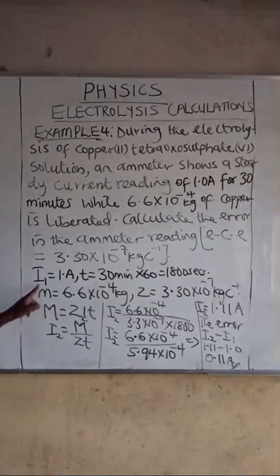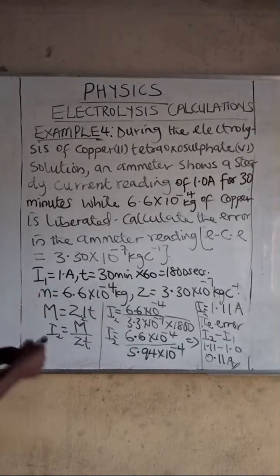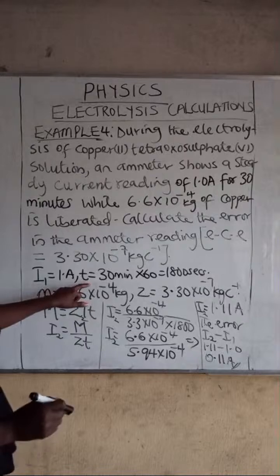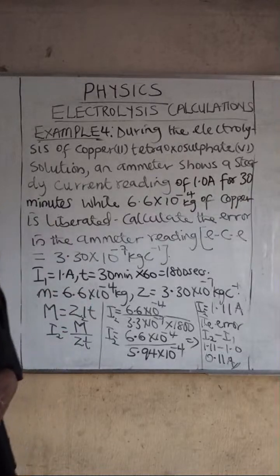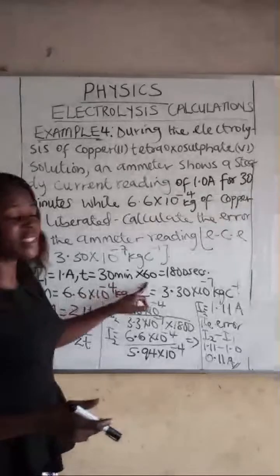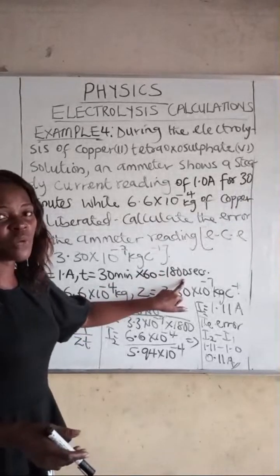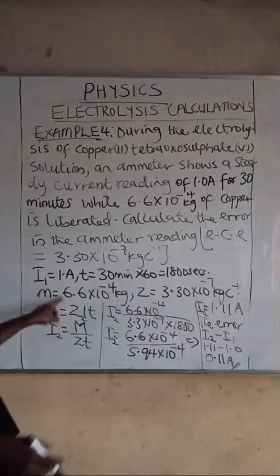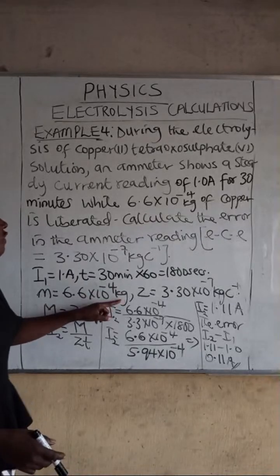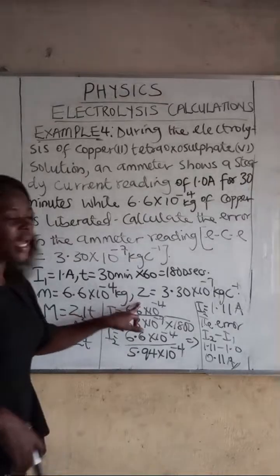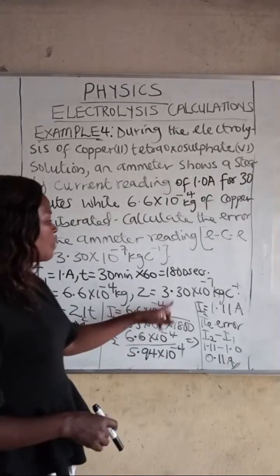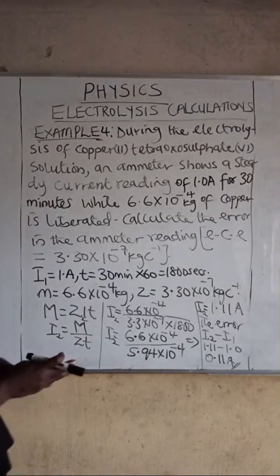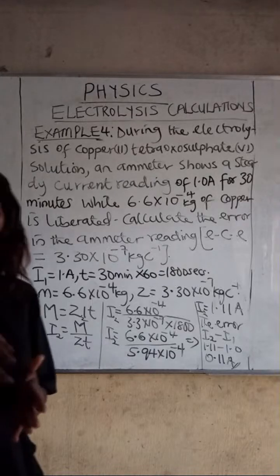Now, for us to do that, I tag this first current to be my I1, okay? Then my time is 30 minutes. And I'm going to convert this minutes to seconds by multiplying by 60. And it gave me 1,800 seconds, okay? Then the mass given is 6.6 times 10 to the power of minus 4 kilograms. Now, the Z, which is the electrochemical equivalent, is 3.30 times 10 to the power of minus 7 kilograms per coulomb.